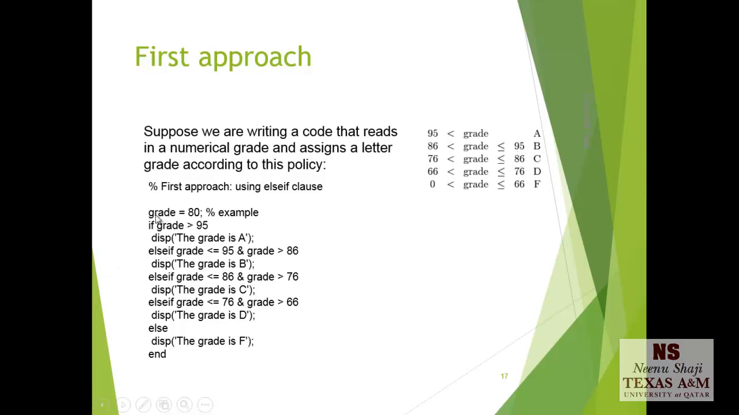So let's start with grade, which is 80, but you can make it user specific using the input command. If grade is greater than 95, display the grade as A. Else if grade is less than or equal to 95 and grade greater than 86, display the grade as B, and so on and so forth. So you can put in all the conditions using the else if command, and in the end you will use only the else.